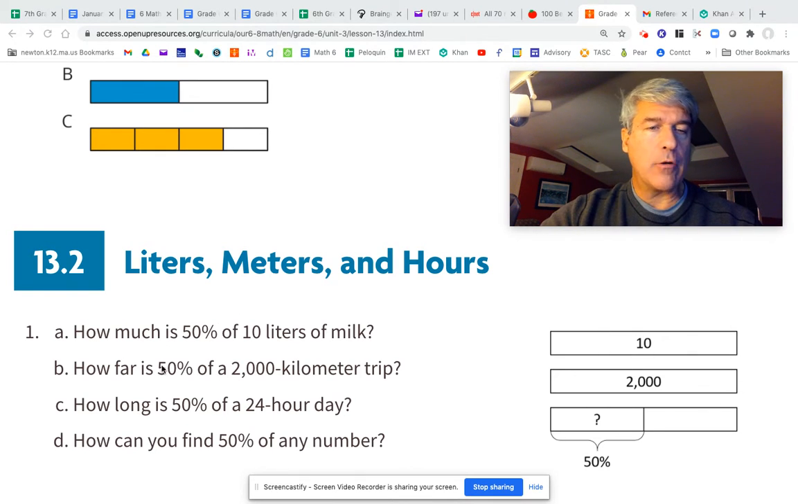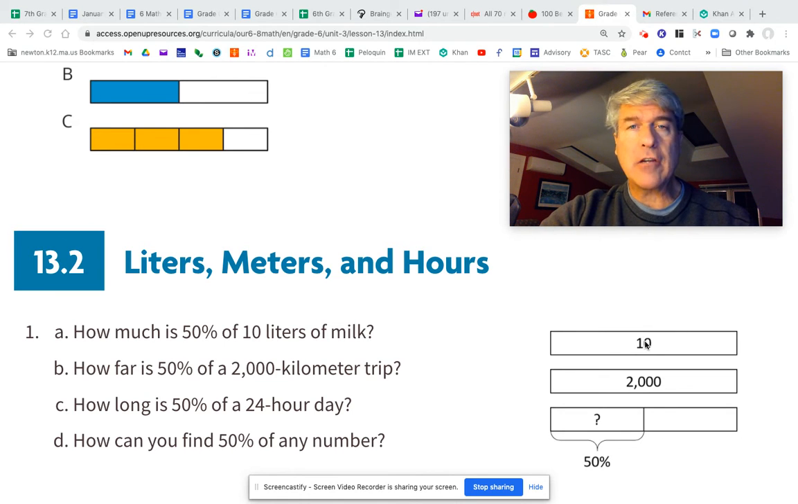Notice that you see 50% in each of these four questions. So, for example, how much is 50% of 10 liters of milk? You can look at a tape diagram and see that, okay, 50% means 1/2 of 10. So once again, you're trying to keep in mind, what is the fraction that goes along with it?